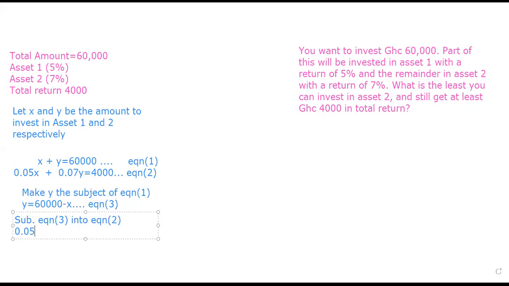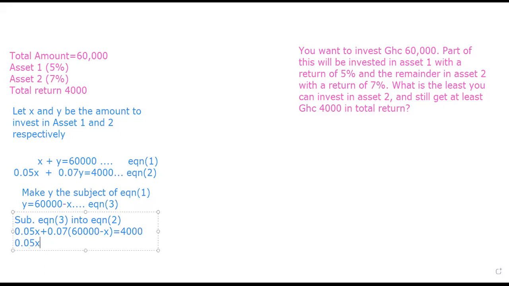So 0.05x plus 0.07 into bracket, the y, and we'll put 60,000 minus x there. It's equal to 4,000. Then you solve for X. Okay, you solve for X.